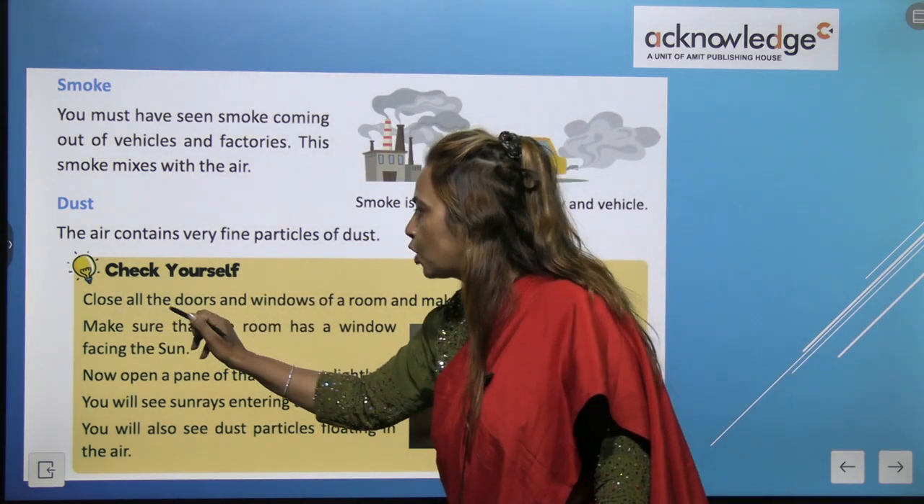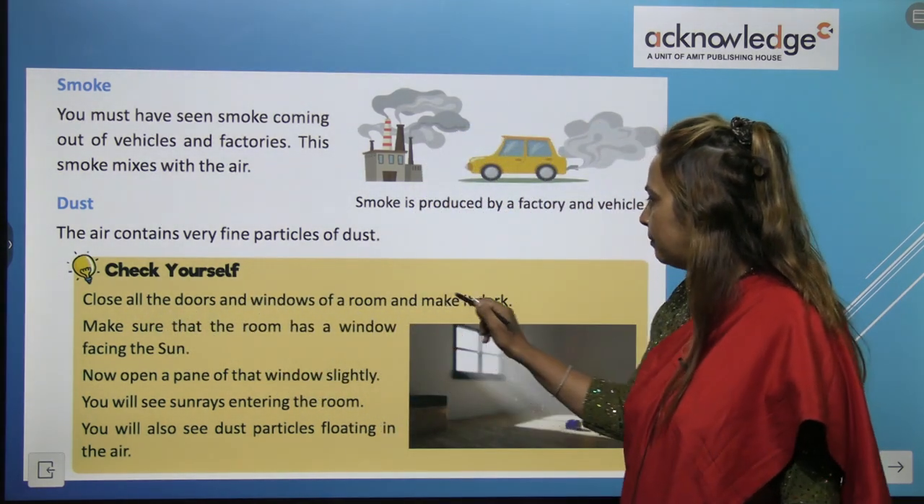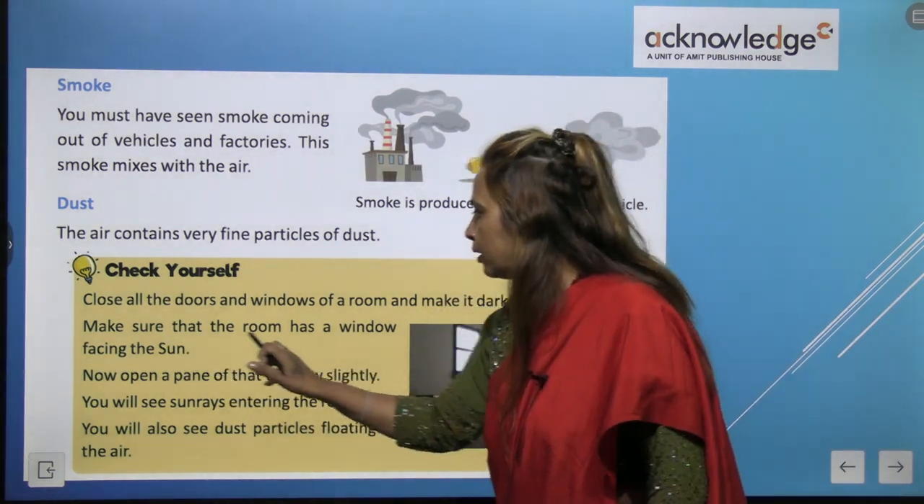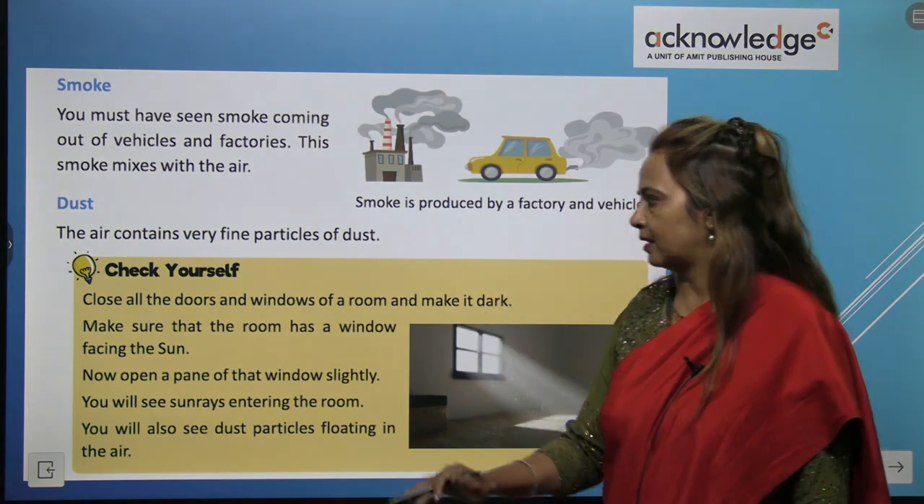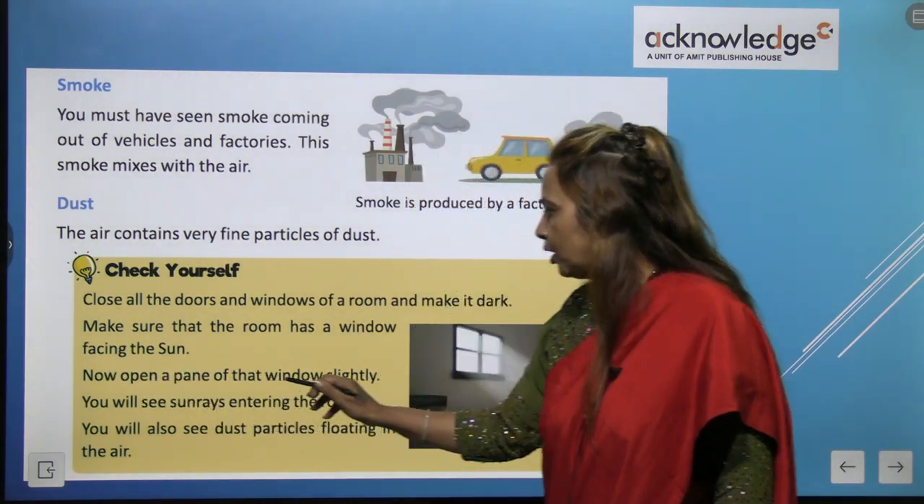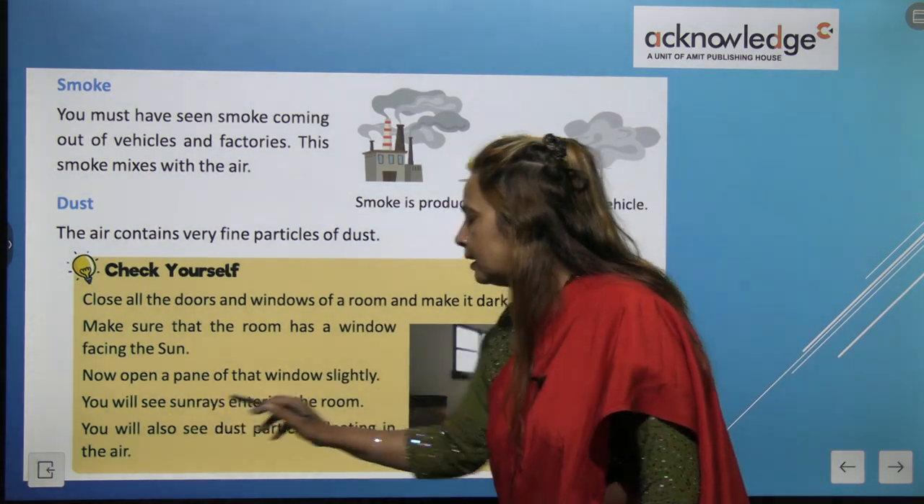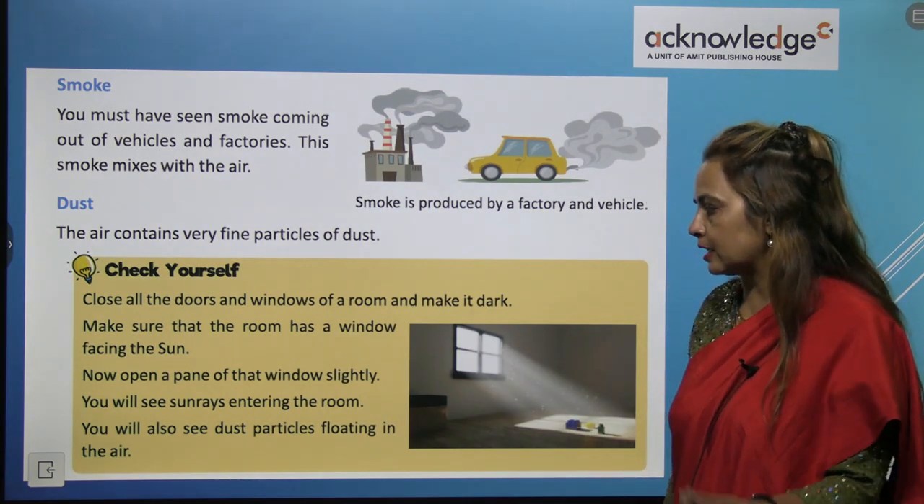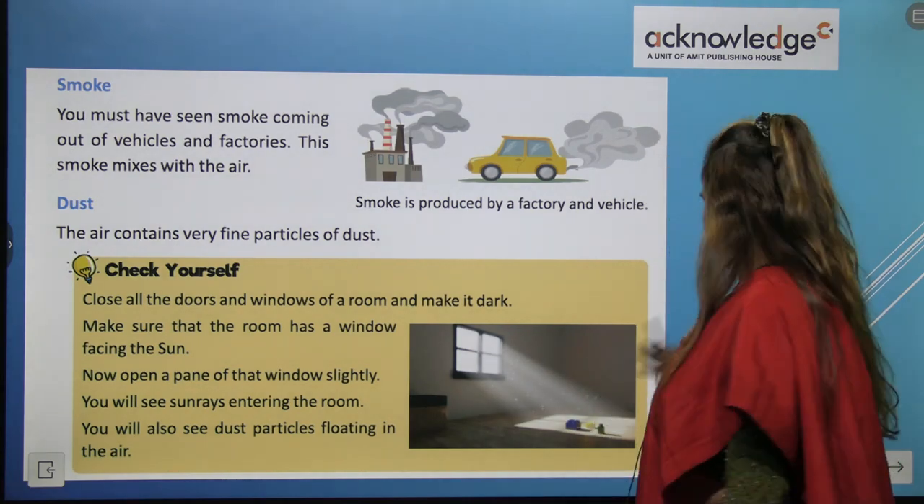Check yourself. Close all the doors and windows of a room and make it dark. आप बंद कर दो और उसको अंधेरा कर दो. Make sure that the room has a window facing the sun. हमेशा विंडो सूरज की तरफ होनी चाहिए. Now open the pane of that window slightly. You will see sun rays entering the room. You will also see dust particles floating in the air.